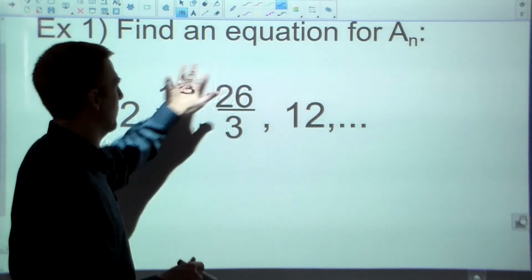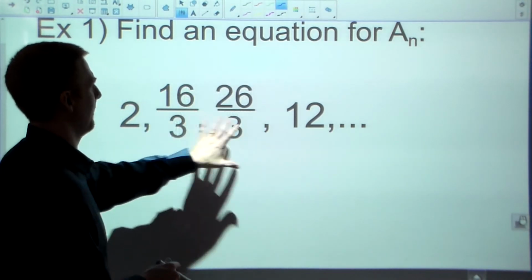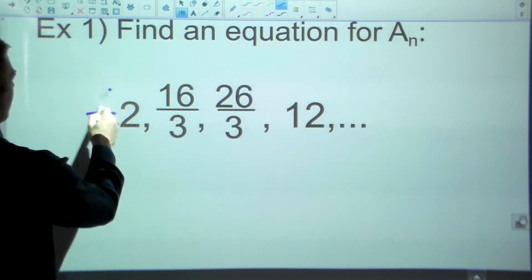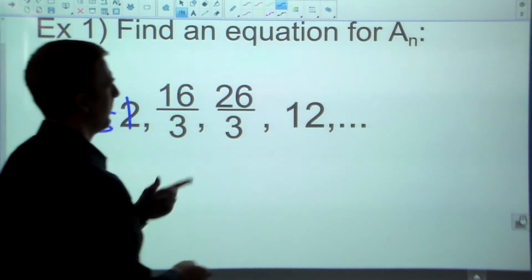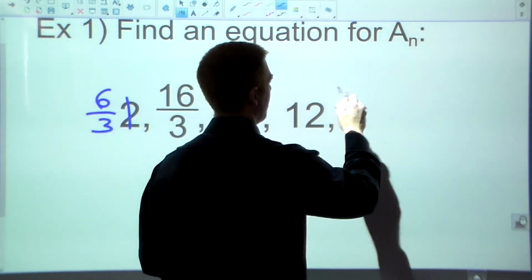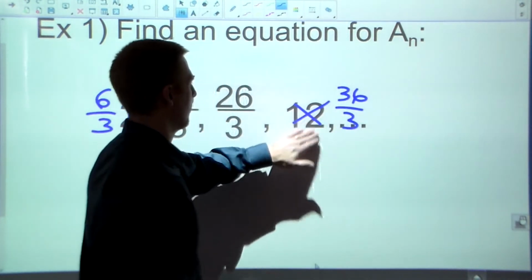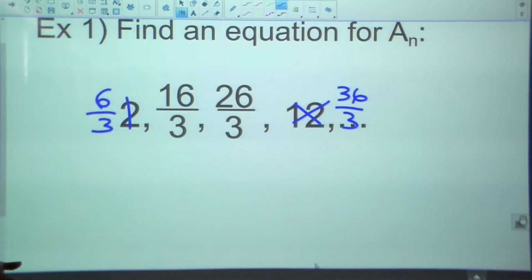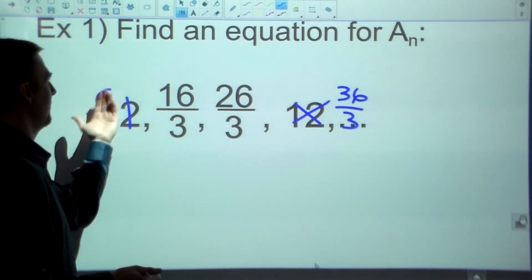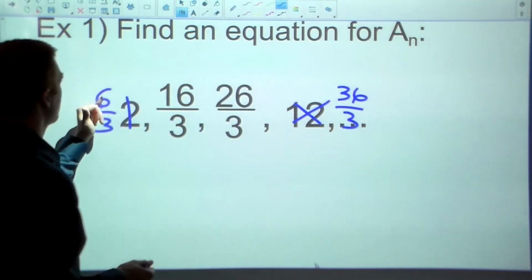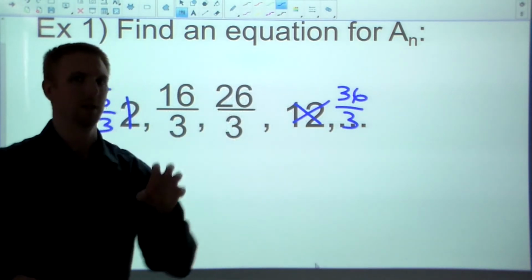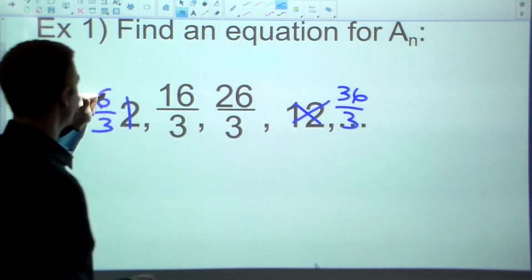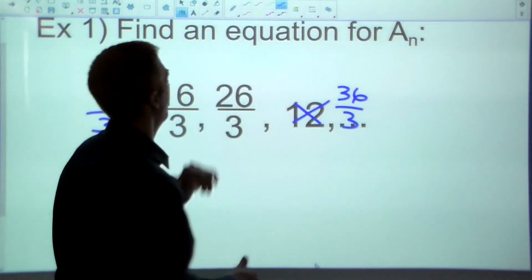Well, the big hint I would focus on, these two are fractions, so let's see if we can make these other terms fractions. Now, if I wanted that to be over top of 3, that would have to be 6 over 3. And if I wanted this to be over top of 3, it would have to be 36 over 3, because that would be 12 over 1, multiply both by 3. This would be 2 over 1, multiply both by 3. And hopefully the pattern's pretty obvious now. On the top, it's 6, 16, 26, 36. There's a common difference going on, and that's how it relates to arithmetic sequence. The bottom's staying the same. It's always 3, but the top starts at 6, and you add 10 each time.